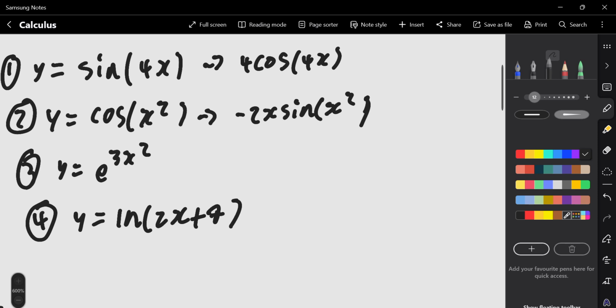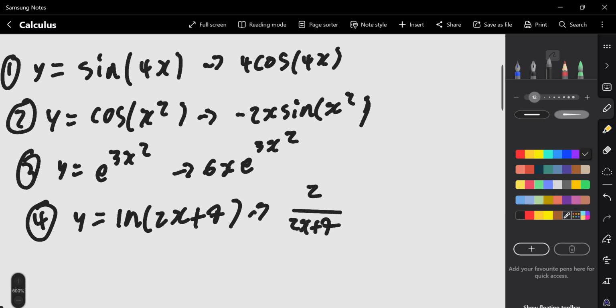Number two, you're going to be doing e to 3x squared. So we're going to have the derivative down here, bringing the power down, is going to be 6x. And so we're going to get 6x times e to the 3x squared. And then lastly, the derivative of ln is going to be 1 over x. And then the derivative of the inside is just going to be 2. So we're going to have 2 over 2x plus 7 as our function. Nice. Cool.